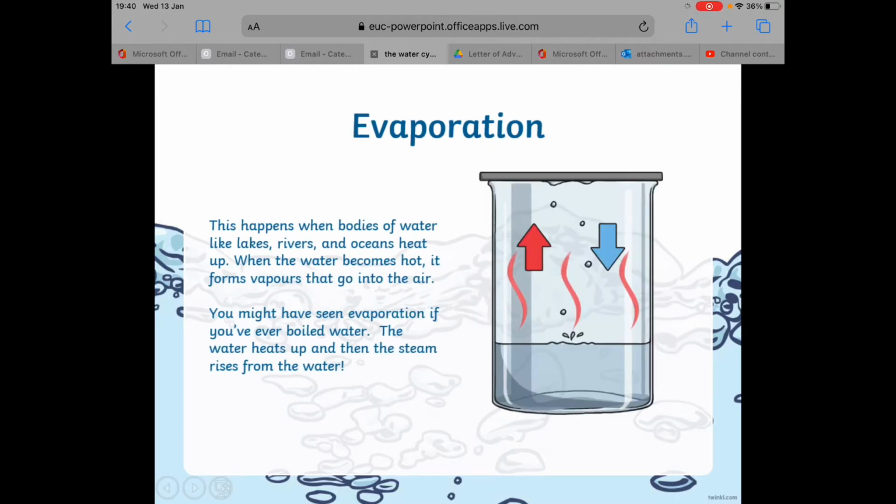So evaporation was the one I asked you to think about last week, when bodies of water like lakes, rivers and oceans heat up. When the water becomes hot, it forms vapour that then goes into the air. So you thought of some examples for me in real life of water evaporating. So water changing from its liquid state into its gas state of water vapour. It looks sometimes like it's disappearing, but it's not. And things like puddles evaporating, boiling water, clothes drying. Those are examples in real life. You'll see it yourself, if you leave out a saucer of water or a cup of water, it will eventually evaporate, especially in warm weather.